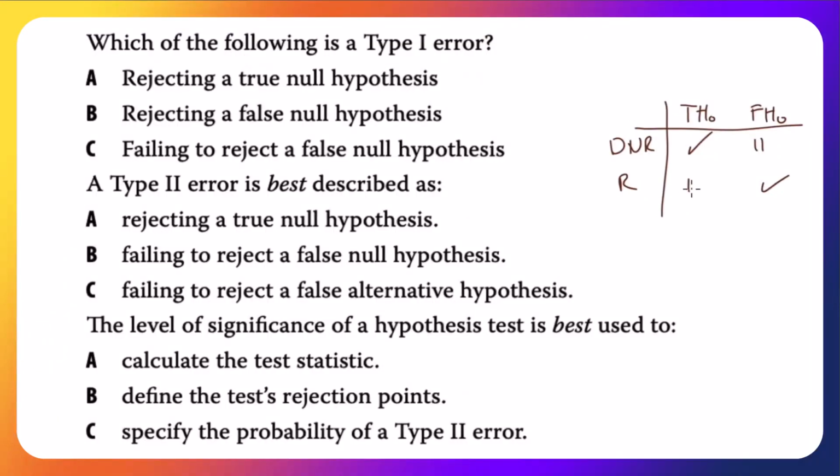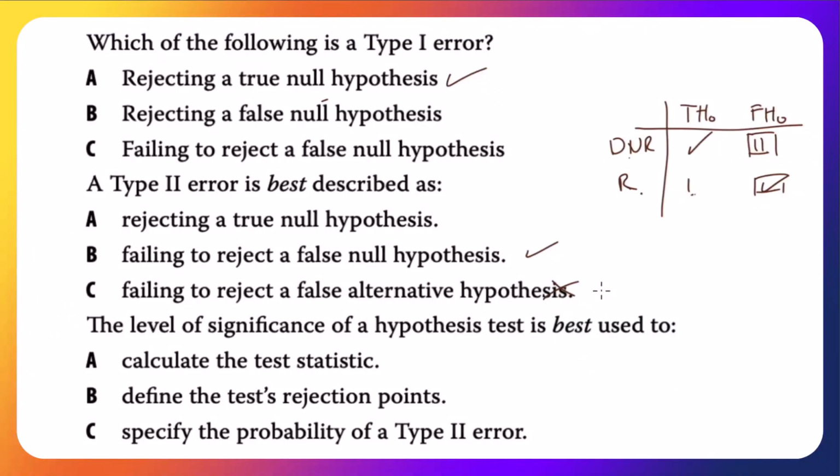The following is a type 1 error. Well, what's a type 1 error? Rejecting a true null. There it is, rejecting a true null. Rejecting a false null. Right away, we see that as a correct thing to do. And failing to reject a false null, which means we do not reject a false null, we see that as a type 2 error. A type 2 error is best described as, here's type 2, not rejecting a false null. Rejecting a true null, that's a type 1 error. Failing to reject a false null, there we go, option B. And failing to reject a false alternative, well, we don't worry about the alternative, so we're good on that one.